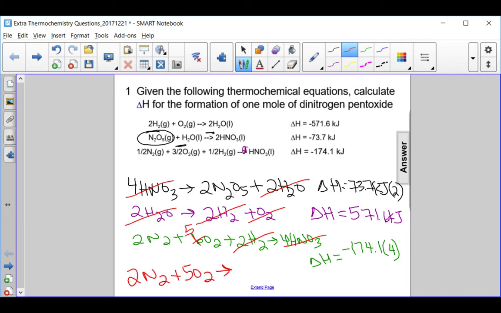produces 2N2O5. And if I add up all of these, 2 times 73.7 plus 571.6 plus 4 times negative 174.1, I get a delta H of 22.6 kilojoules. Okay, now we could be done there.